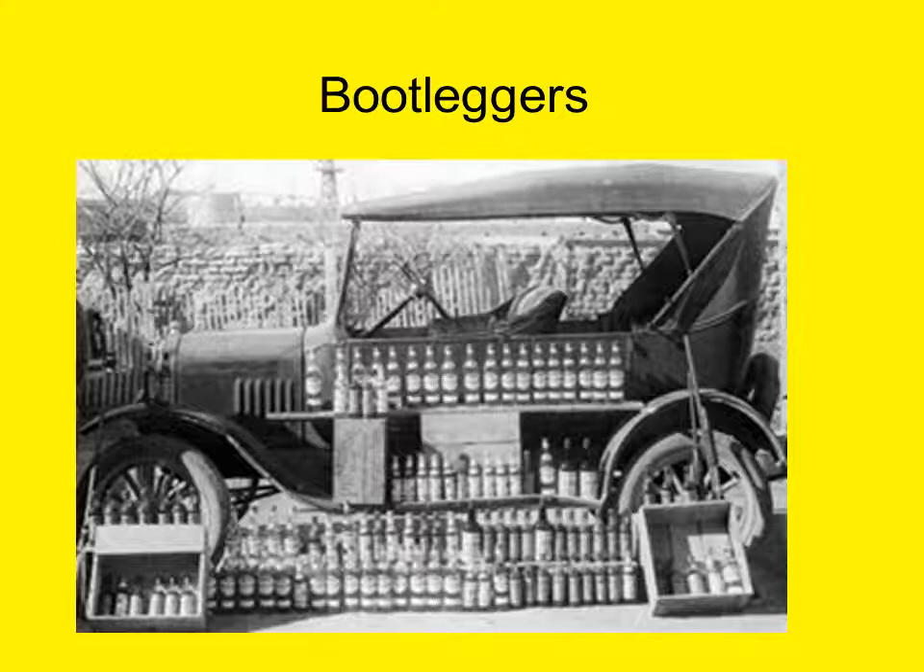Given the fact that the United States has such lengthy borders, it was almost impossible to significantly affect the flow of illegally imported alcohol into the country. Smugglers such as William McCoy made incredible fortunes by transporting alcohol from Canada and the West Indies.